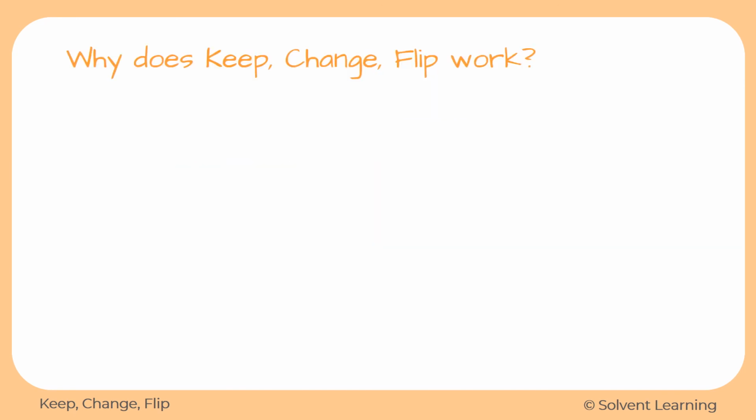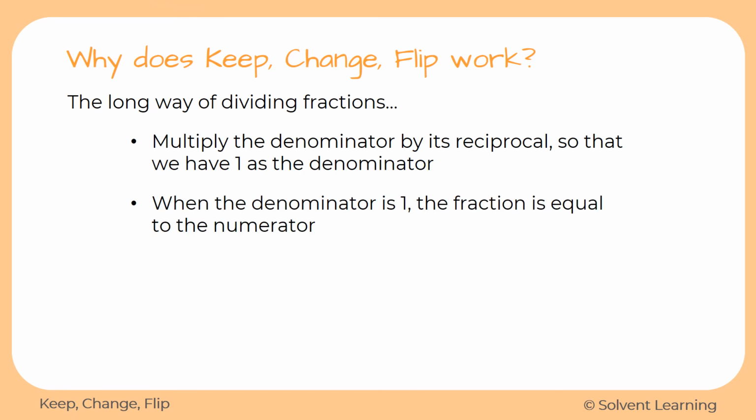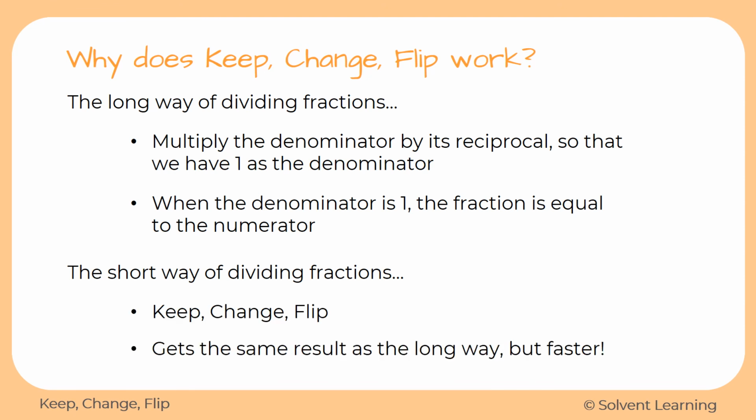So why does keep, change, flip work? First, we saw the long way of dividing fractions where we multiply the denominator by its reciprocal so that we end up with a 1 as the denominator. And then, of course, whenever the denominator is 1, the fraction is just equal to the numerator, and that helped us to get to our final answer. Then, of course, the short way is just doing keep, change, flip. It got us the same result as the long way, but much, much faster.